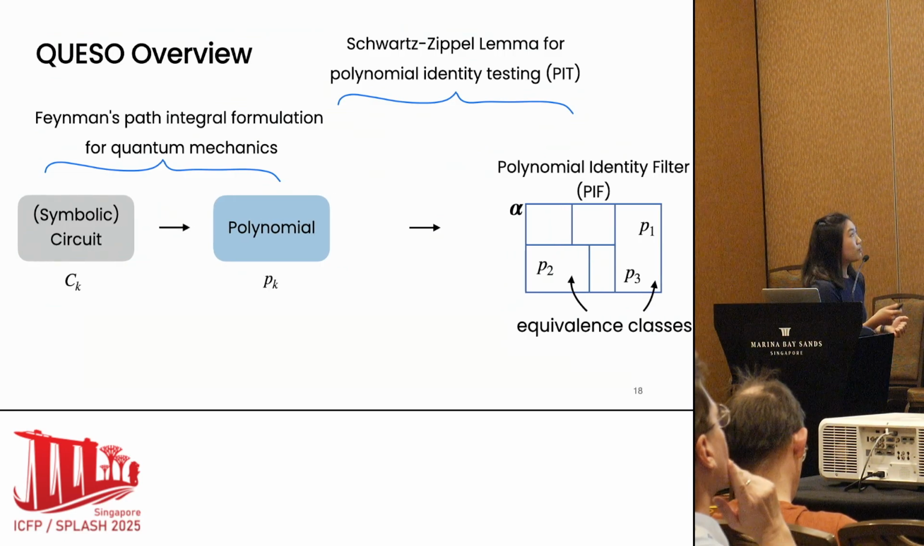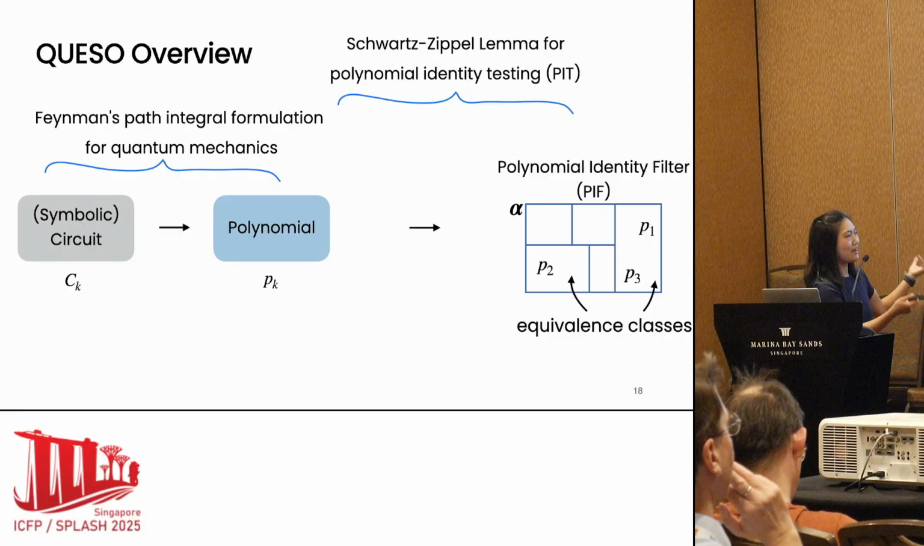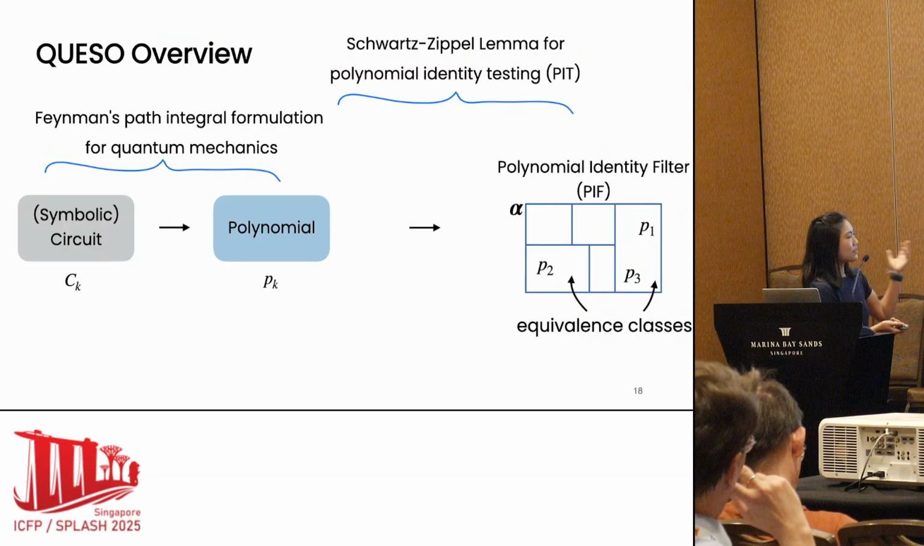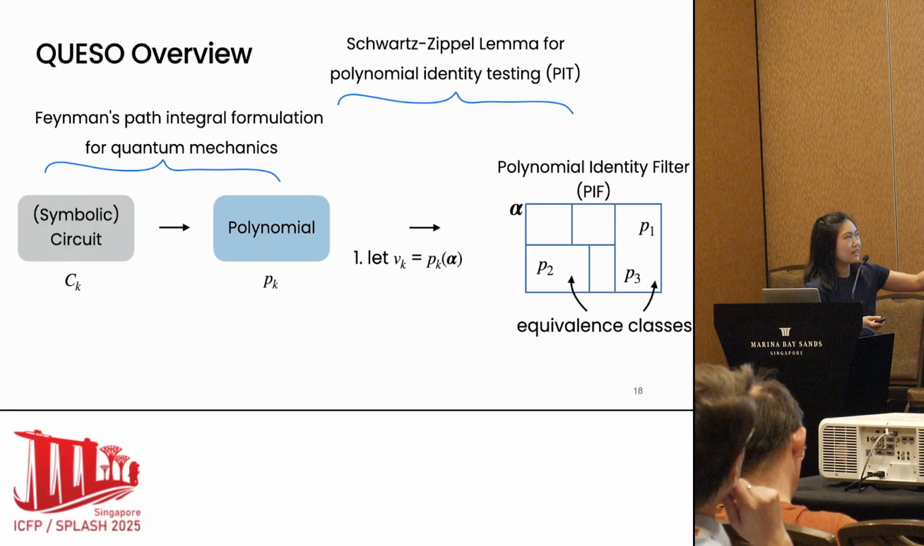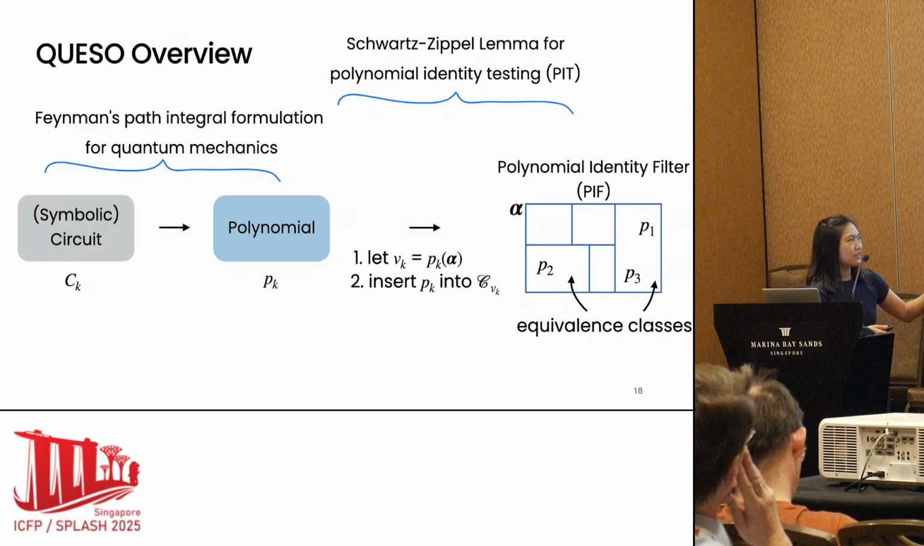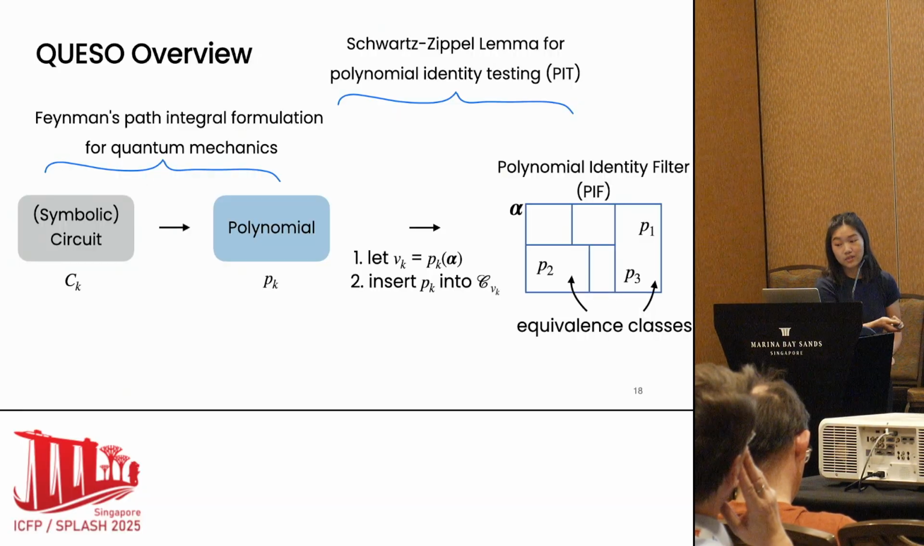So what does this mean in terms of our synthesis algorithm? It means that, let's say, I'm on my last circuit that I've enumerated. I can turn it into a polynomial p_k, and then just use the set of values that I've sampled in my polynomial identity filter, instantiate it, evaluate it, and then just insert it into this data structure according to the value that I get. So you can think of this as like a hash map where the keys are these values, and then the values are equivalence classes of circuits.